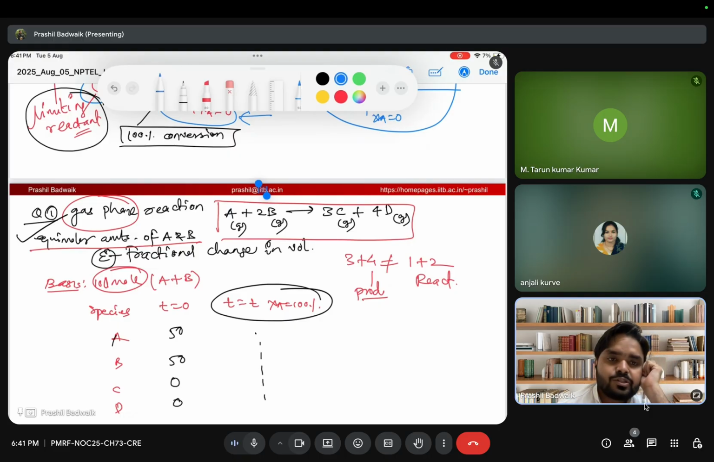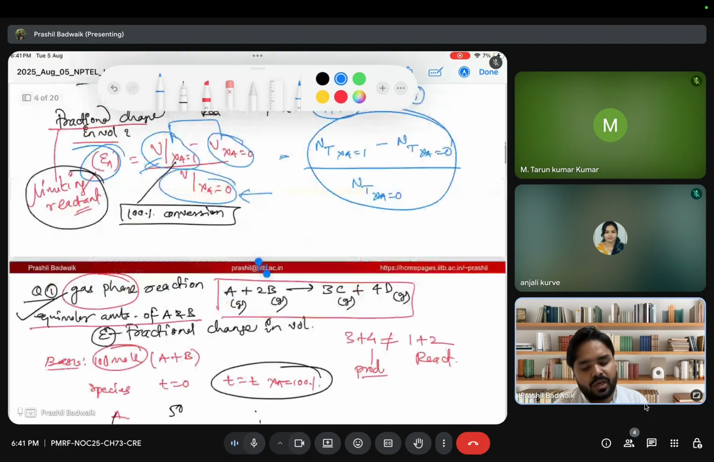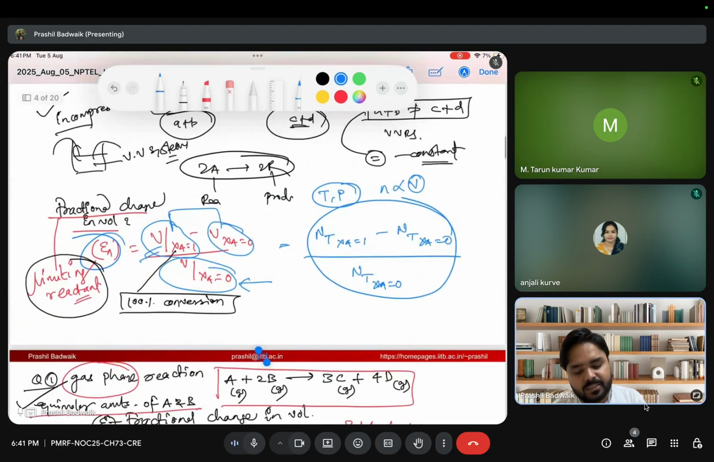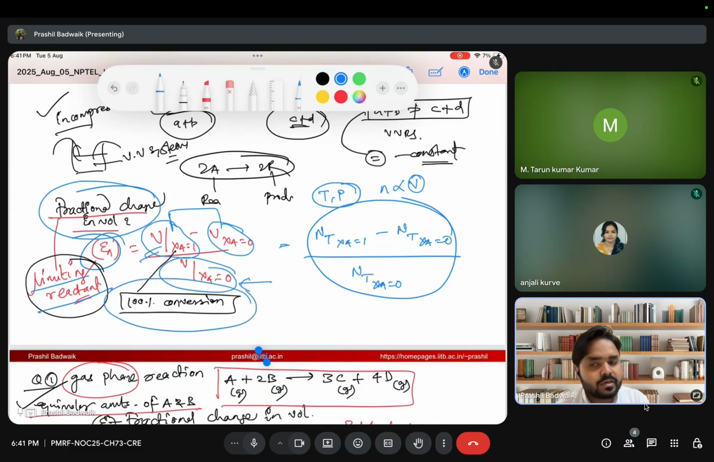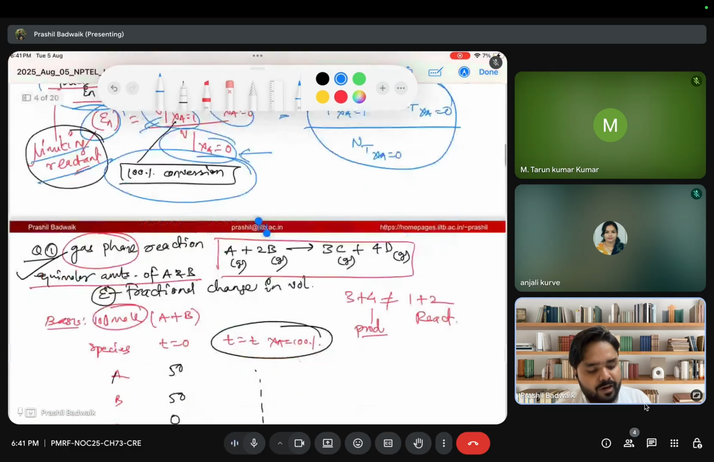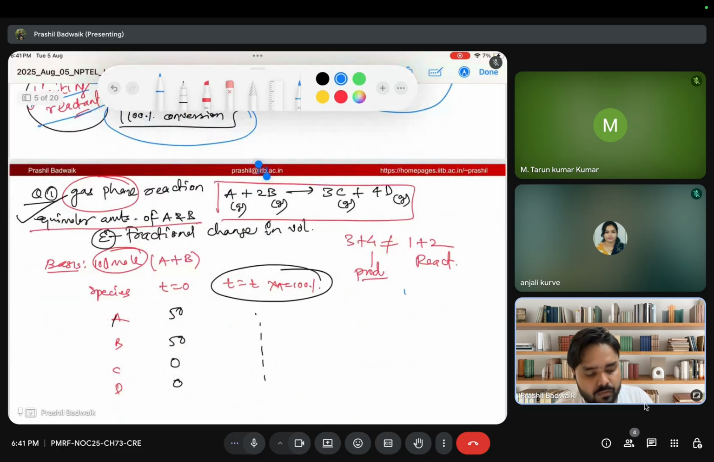So what does the definition of fractional change in volume say? Can you go here and check? It says fractional change in volume is defined for the limiting reactant at 100% conversion of the limiting reactant. So there are two things. One is to find out the limiting reactant, and second is 100% conversion of the limiting reactant. I am writing LR. So what is the limiting reactant?